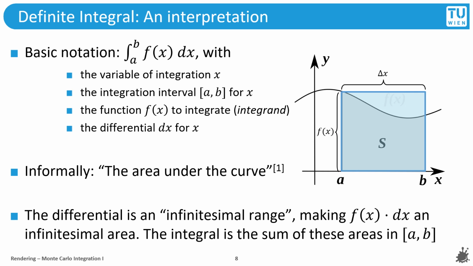We can visualize this idea of the definite integral being the sum of infinitesimally small areas by starting off with a range delta x from a to b and multiplying it by f of x at the start of that range. This will give us a rather coarse approximation of the area under the curve. But as we keep making delta x smaller and smaller, we see that the sum of the areas, f of x times delta x, keeps getting closer and closer to the true result of the area under the curve.